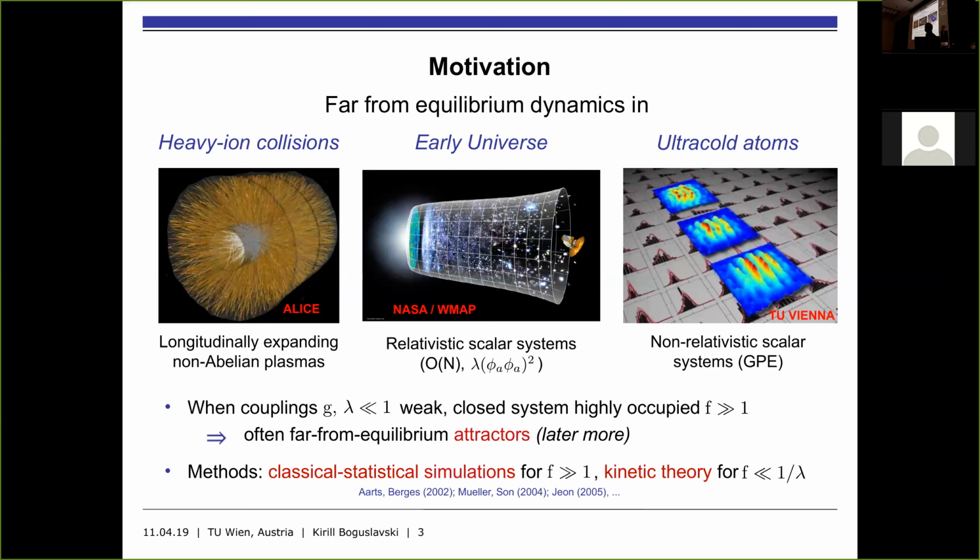What I will be interested in are only closed systems, as I said in the beginning, and systems that are far from equilibrium, in the sense that we look at large occupation numbers but weak couplings, in this highly occupied regime where we can basically use classical or truncated Wigner simulations. All of what I will be presenting is done with those truncated Wigner simulations or kinetic theory where applicable.